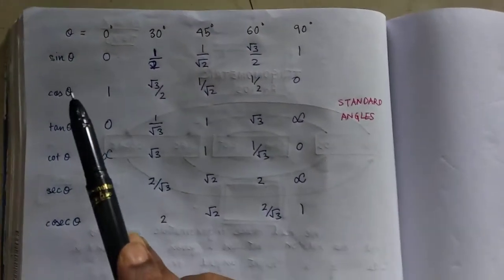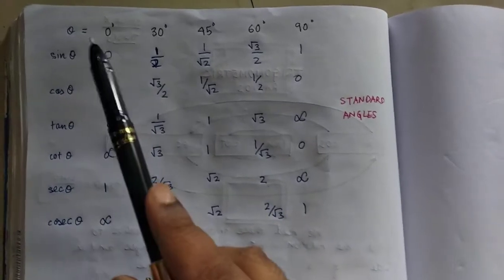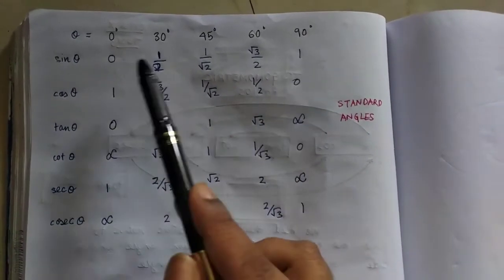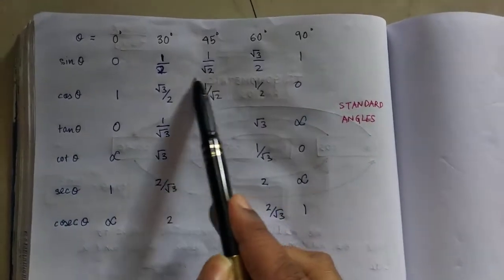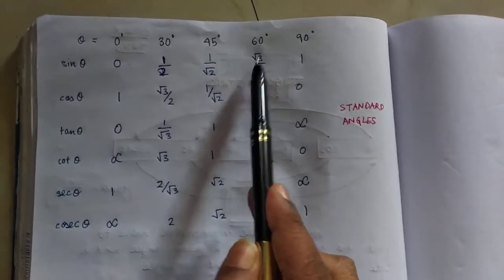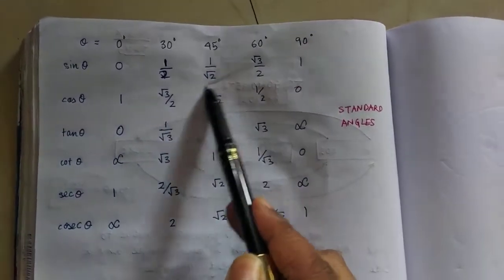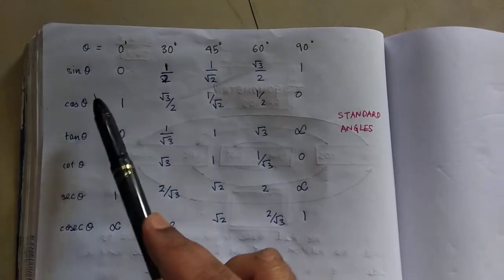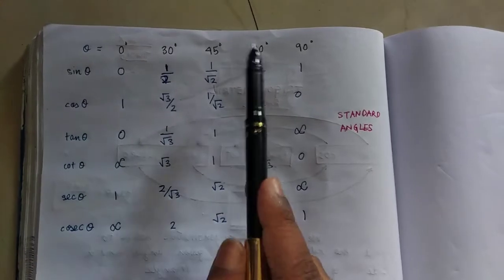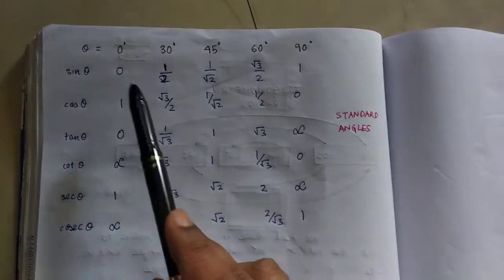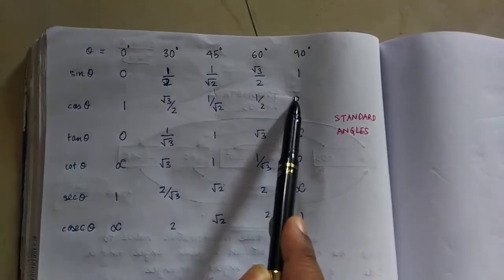Now I'll show you a trick to find cos theta. Cos theta, when theta is equal to 0 degree, you have to just reverse this. Reverse the 90 degree in sine. See, it's all falling into place. Cos 30 degree is equal to sine 60 degree. Cos 45 degree and sine 45 degree are similar. Cos 60 degree and sine 30 degree are similar. Cos 90 degree and sine 0 degree are also similar.